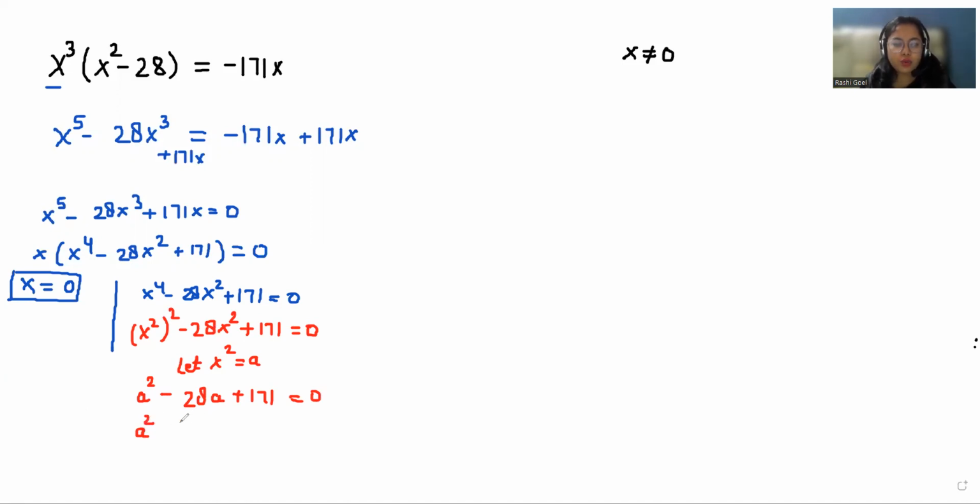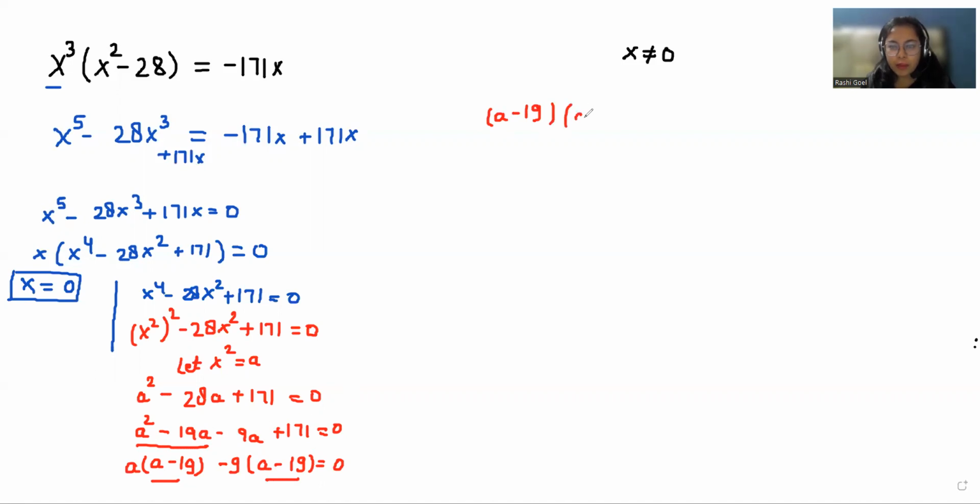So we can write minus 28a as minus 19a minus 9a plus 171 equals 0. Now from the first two terms I can take a as common, so a minus 19 is left, and from the next two terms I can take minus 9 as common, so a minus 19 is left. Now a minus 19 is common, so I can take it out: a minus 19, and what is left? a minus 9 is equal to 0.